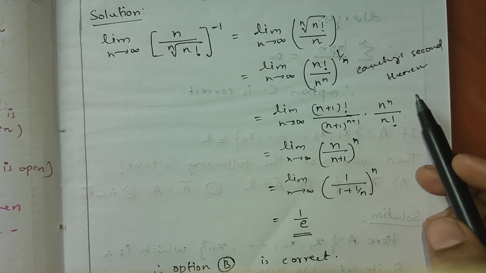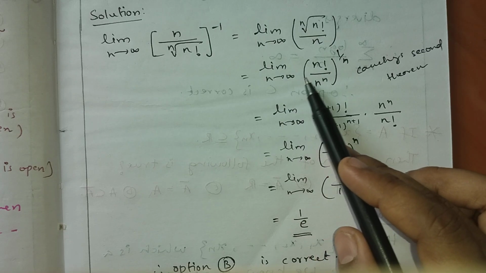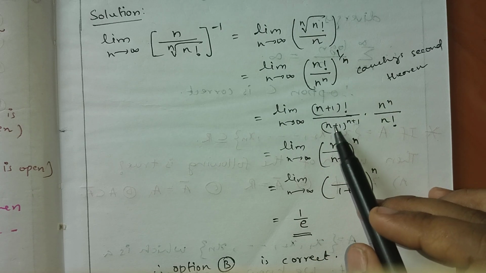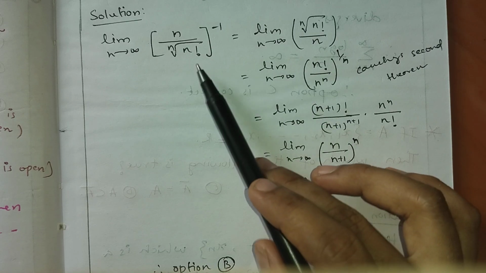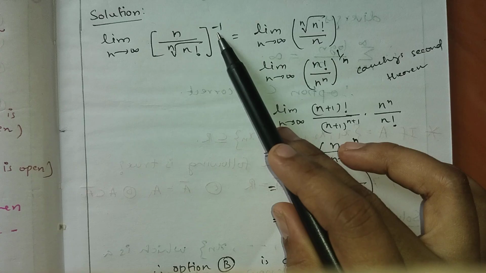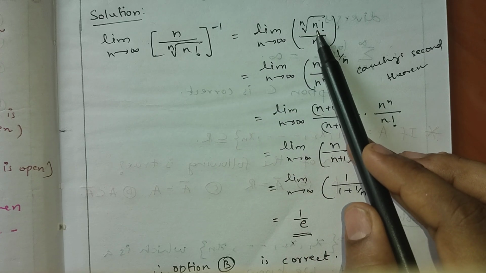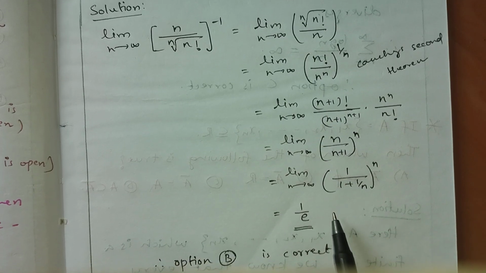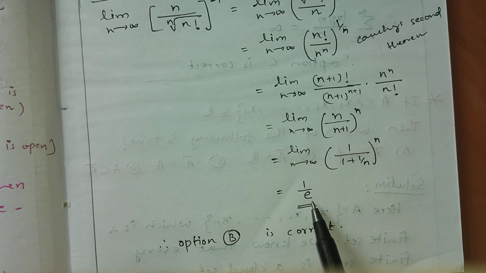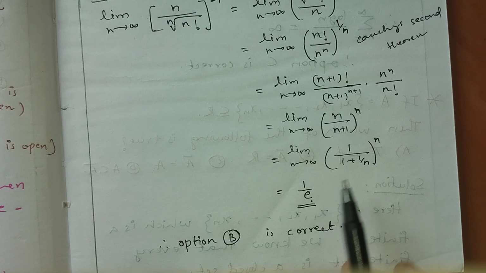According to Cauchy's second theorem, the limit as n tends to infinity of a_n to the power 1/n will be the limit as n tends to infinity of a_(n+1)/a_n. Here this is an inverse, so the numerator will become the denominator and the denominator will become the numerator. Then after calculation you will get the answer 1/e. Therefore option B is correct.